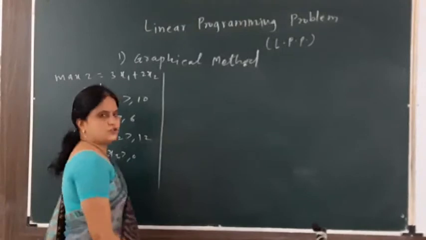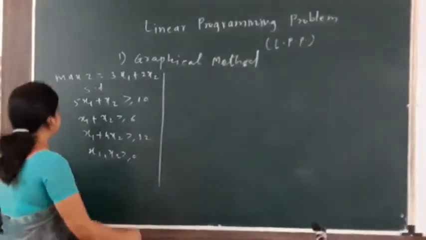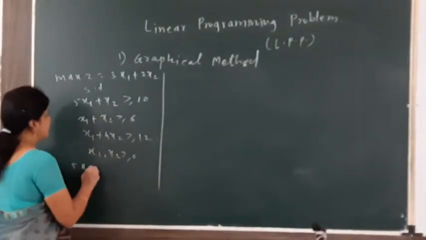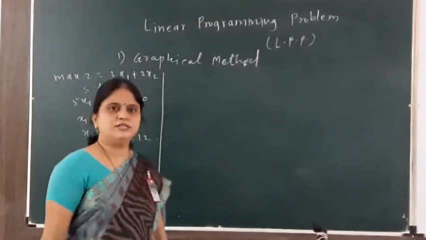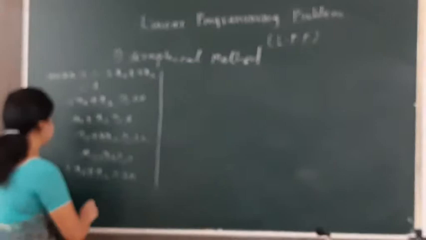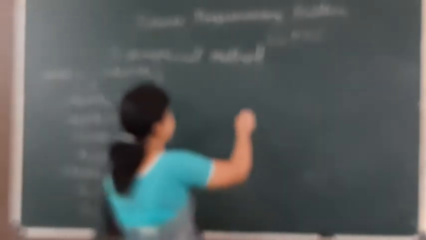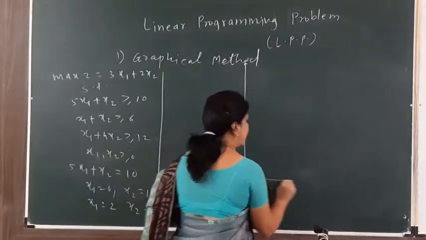Now to solve this, again we will consider my first equation, that is 5x1 plus x2 is equal to 10, and I need to solve this equation by considering values. Suppose I consider x1 as 0, I get x2 as 10, and if I put the value of x2 as 0, I get x1 as 2. Okay. So now I can draw the graph.